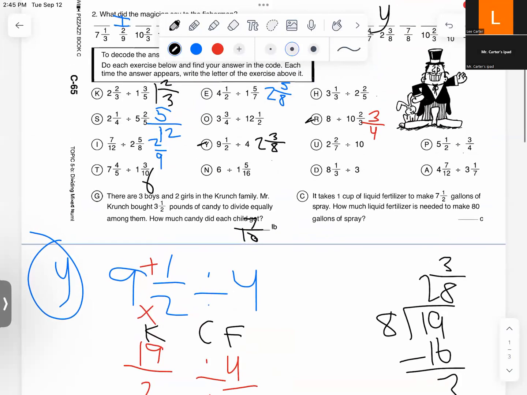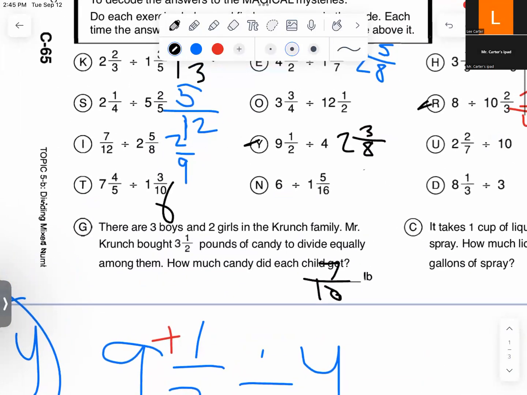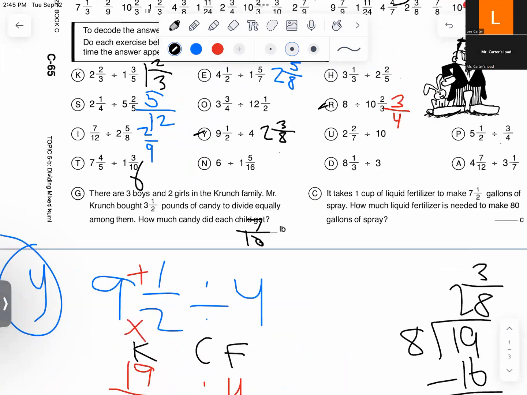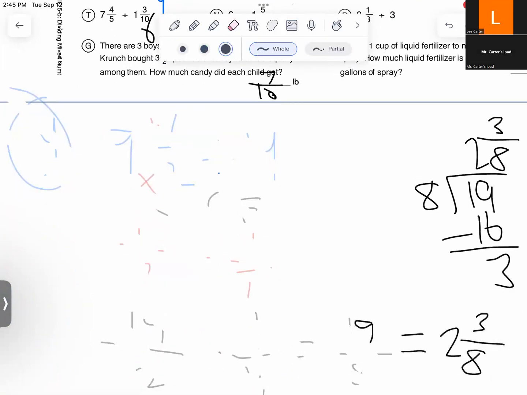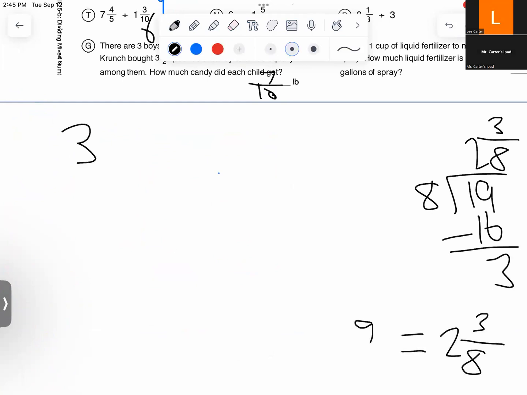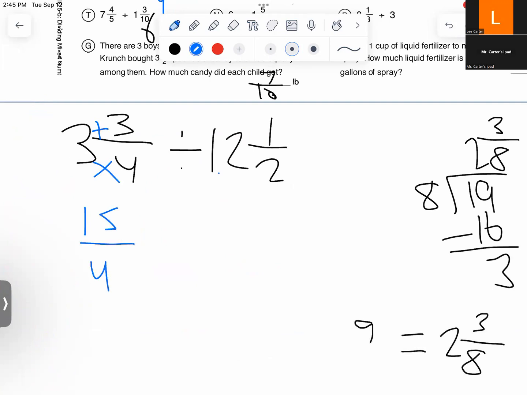All right, so next we're on O. So 3 3/4 divided by 12 1/2. Okay, make this improper. 3 times 4 is 12 plus 3 is 15/4. 12 times 2 is 24 and 1 is 25 over 2.